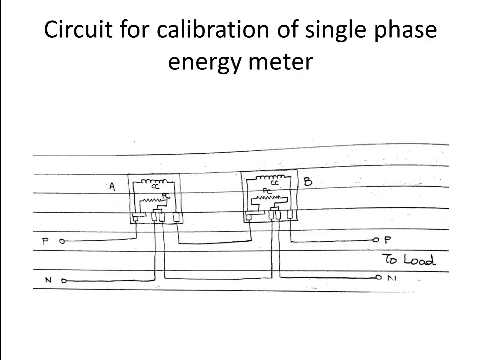Now the circuit for all the three methods is common. It is shown in the slide. The current coil of both the energy meters are connected in series with the load and their pressure coils are individually connected in parallel across the supply. Now we shall study all three methods in detail.